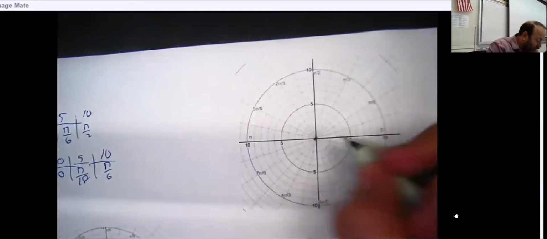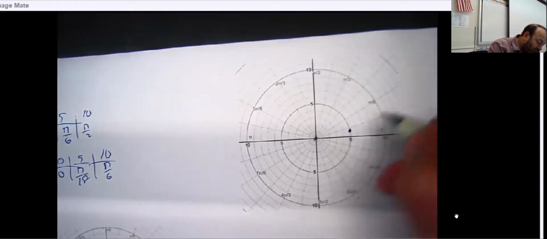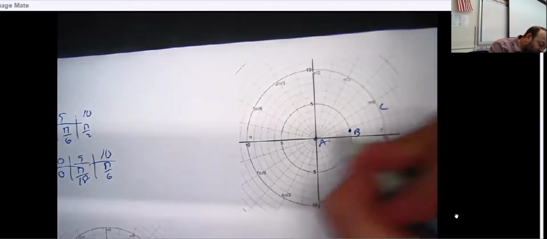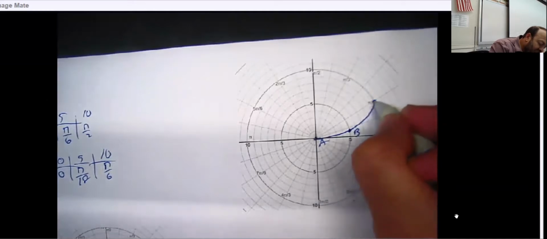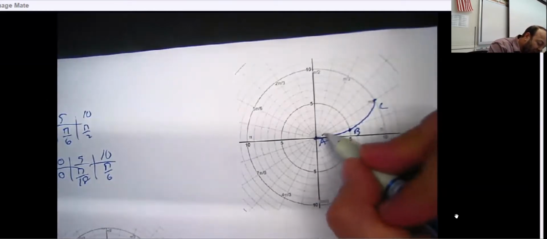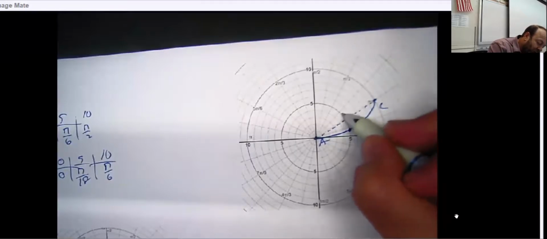So 0 is 0. The angle pi over 18, it's about there. This is B, and here is C. So at pi over. Now, one of the nice things is that actually is the first half of that leaf. So what I like to do myself is I just kind of use a little bit of a symmetry argument.